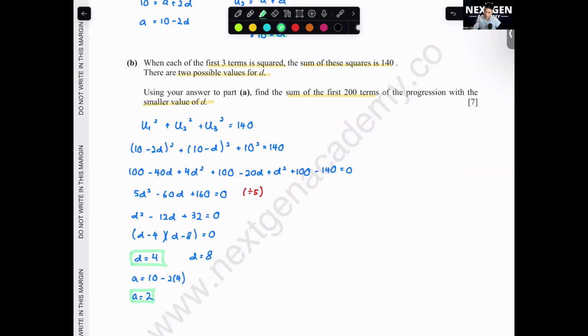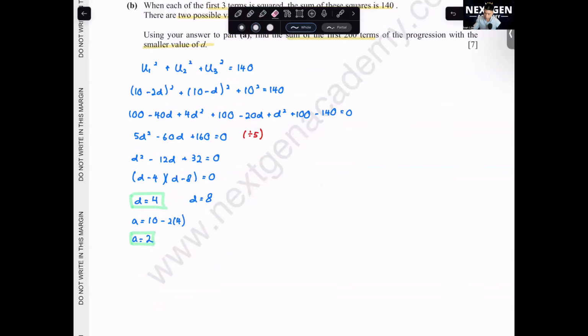Find the sum of the first 200 terms. So as n is 200, we use the formula n over 2 times (2a plus (n minus 1)d). So 200 over 2, 2a plus n minus 1, which is 199d. Just in case you're not clear, this formula n over 2 (2a plus (n minus 1)d) is given to you in the front.